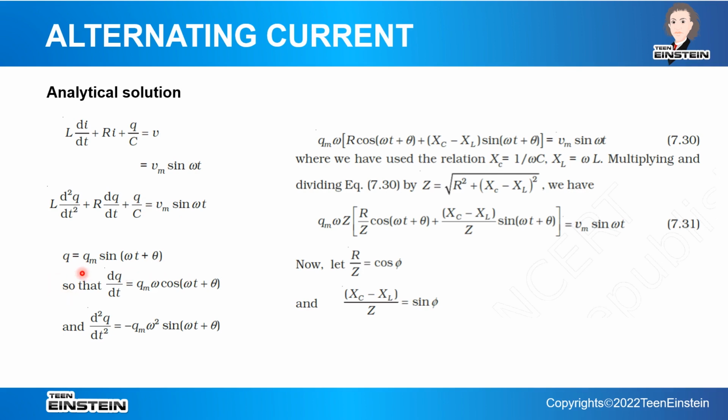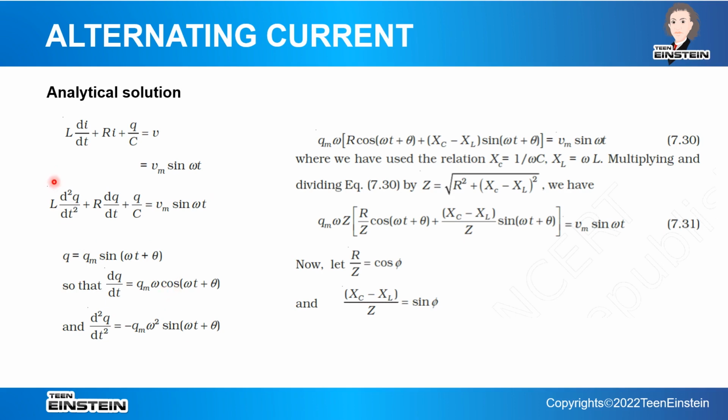So now what is qm here? Qm is the magnitude or amplitude of the charge, and omega is the frequency, theta is the phase. Now if I differentiate this, then I get qm omega cos omega t plus theta, and differentiate it again, you get minus qm omega squared sin omega t plus theta. Now we assumed a solution. Now we are going to substitute the solution into this equation and see what happens.